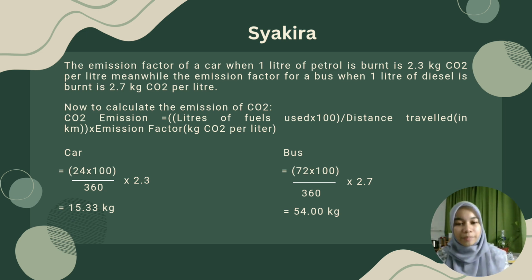Okay, for a bus, the liters of fuel used is 72, times 100, divided by the distance traveled in kilometers, which is 360, and then times the emission factor of a bus, which is 2.7. Then we get 54.00 kilograms.